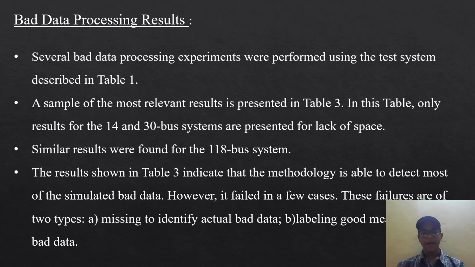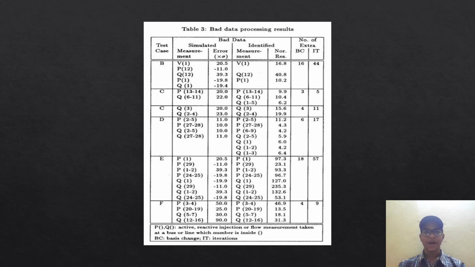Now we are going to discuss the bad data processing results. Several bad data processing experiments were performed using the test systems described in Table 1. A sample of the most relevant results is presented in Table 3. In this table, only results for the 14 and 30 bus systems are presented for lack of space. Similar results were found for the 118 bus system. The results shown in Table 3 indicate the methodology is able to detect most of the simulated bad data. However, it failed in a few cases. And here is the table about the bad data processing results.